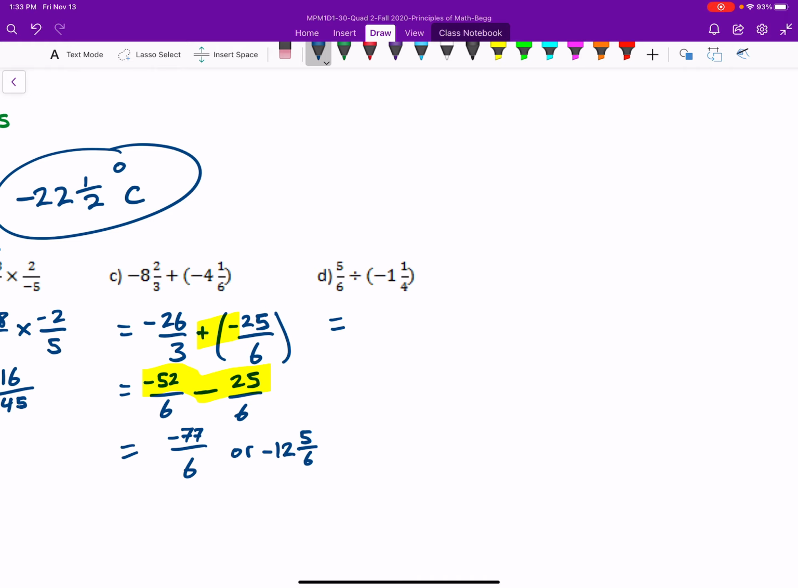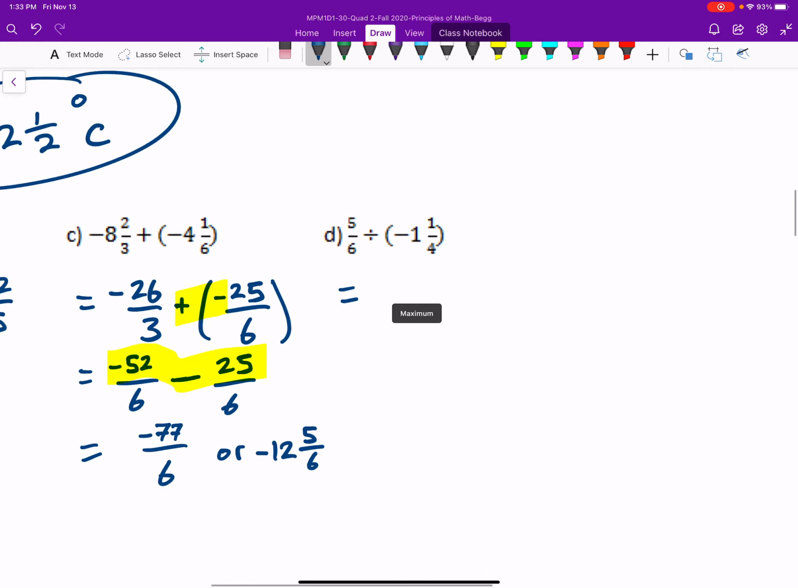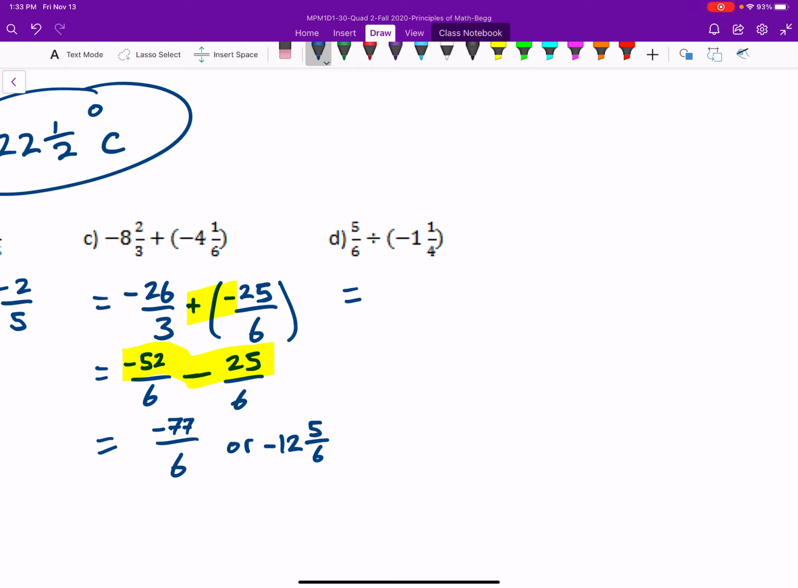Last one. Once again, I need an improper fraction. Sorry, I keep saying mixed. I mean to say improper fraction. 5/6 is already good to go. But I would change 1 1/4 to 5/4 with the minus sign on top. I would flip the second fraction, leaving the minus sign on top so it becomes negative 4/5.